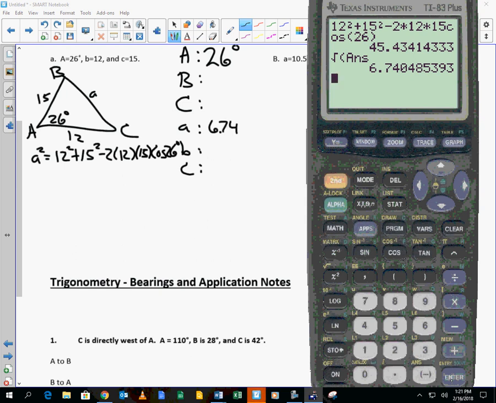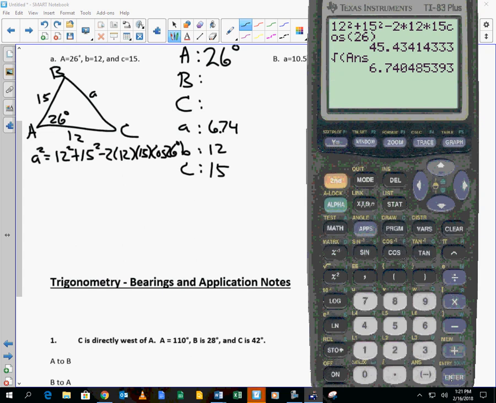Okay, we know that c is 15. We know that b is 12. Piece of cake. I mean, that really wasn't that bad, was it? No, not at all. Okay, now the question is what angle do we find next?